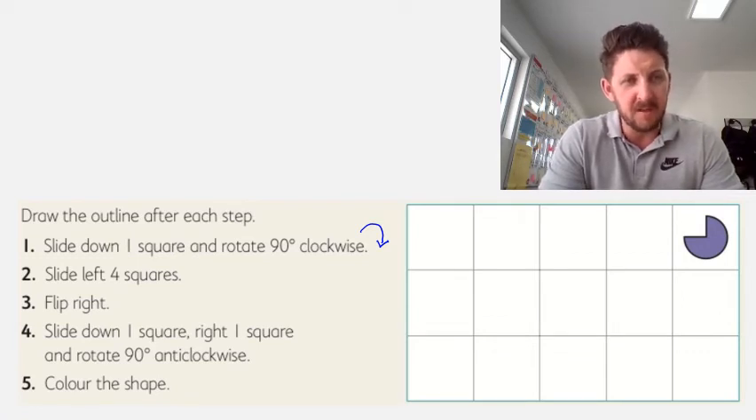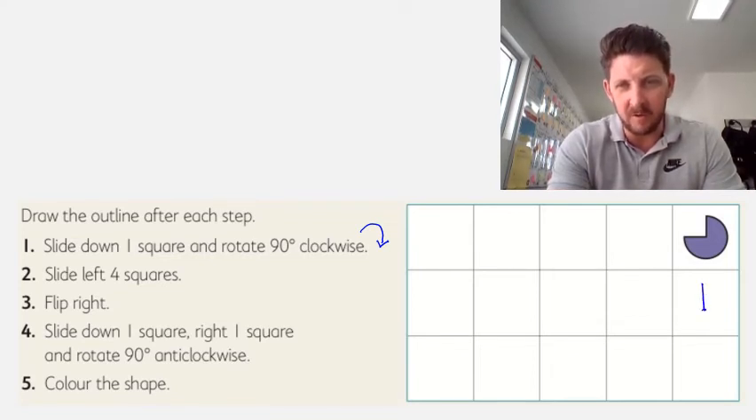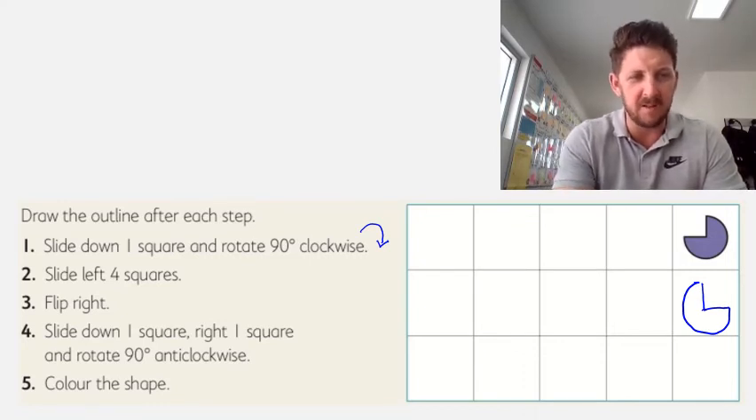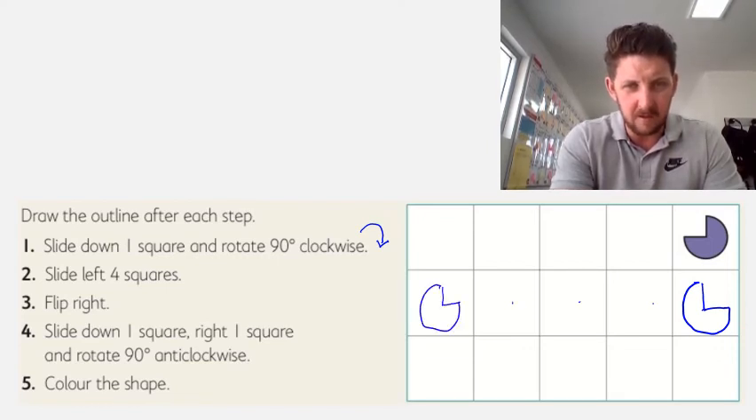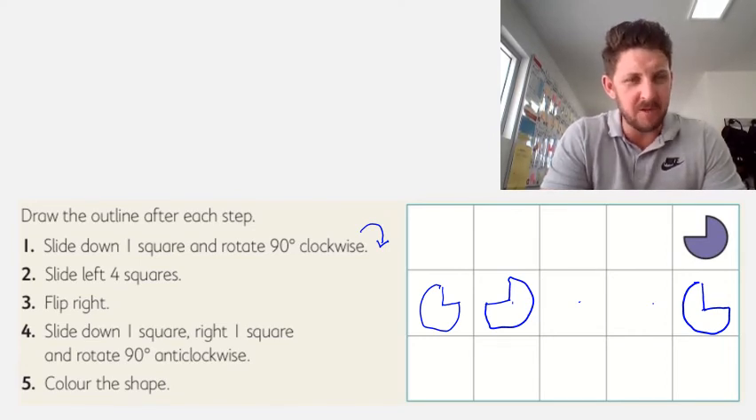Okay, let's have a quick look here. So slide down 1 square. So we're going to slide down 1 square and then rotate it 90 degrees clockwise. So if I'm going to do it 90 degrees clockwise, my shape then, the little cutout part, is facing to the right. I'm going to slide it 4 squares to the left. I'm going to go 1, 2, 3, 4. So I'm over here now. It then says that it wants you to flip it right. It's going to flip. So it's going to look like it's symmetrical or a mirrored image.